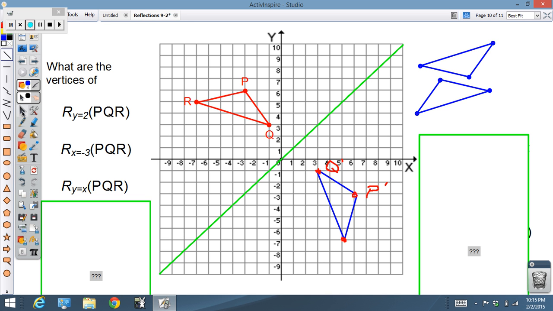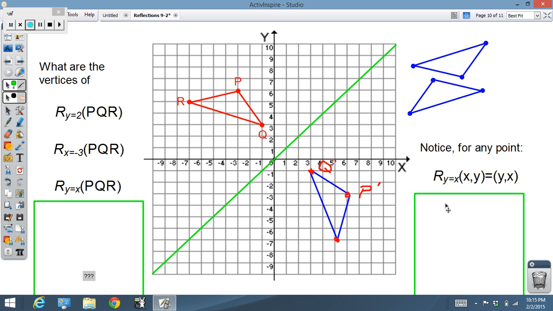Now notice this. For a reflection across the line y equals x, every coordinate just basically got flipped around. Q was at (-1, 3). Q prime is at (3, -1). R is at (-7, 5). R prime is at (5, -7). And same thing with P.